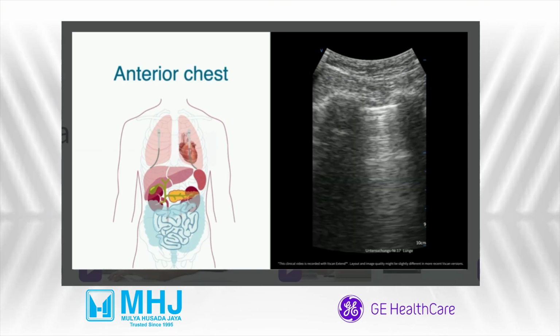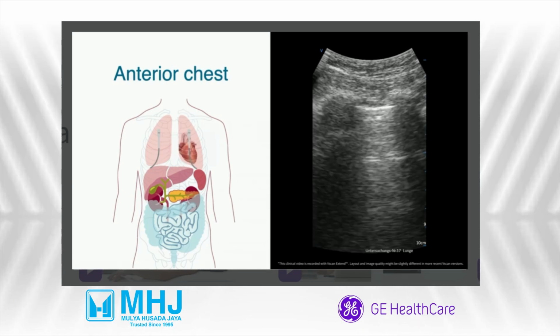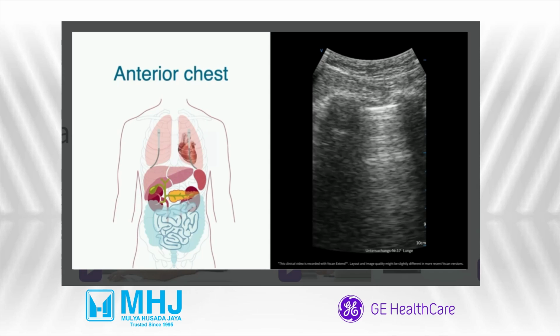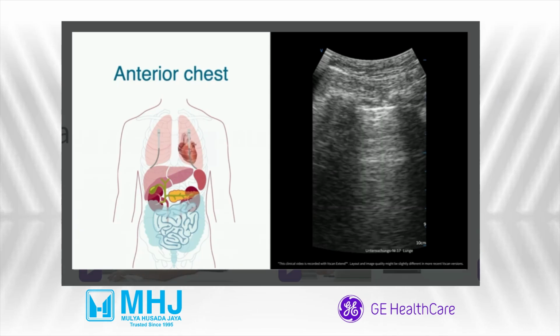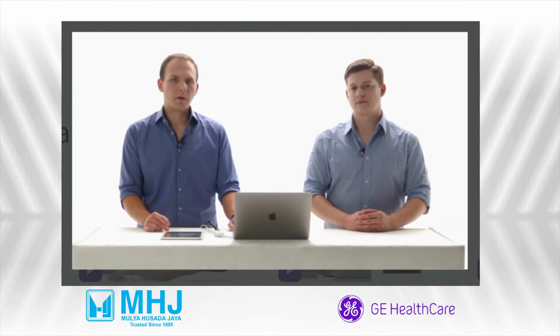And this so-called pleural sliding, this is the moving motion of the parietal and the visceral pleura. As soon as you see this pleural sliding, you can exclude a pneumothorax. So that's a rule out for a pneumothorax.